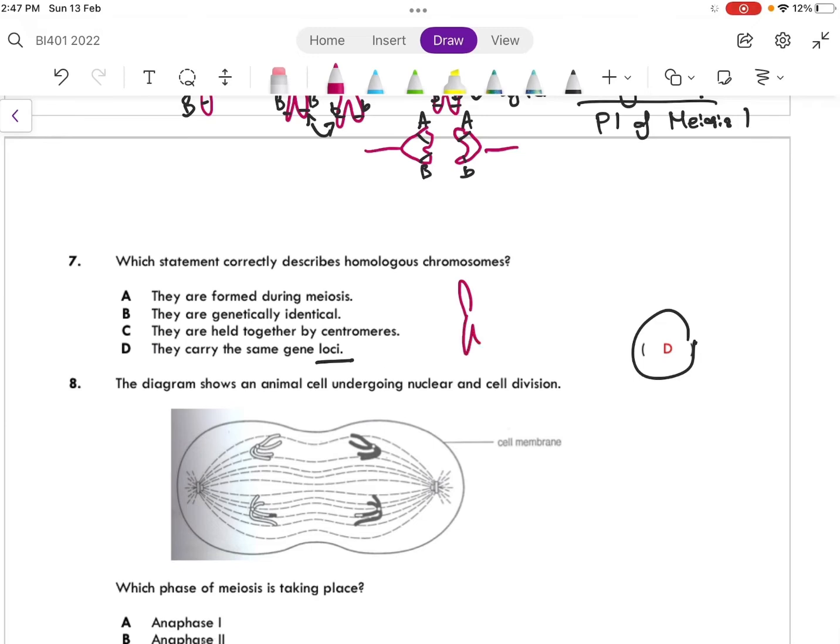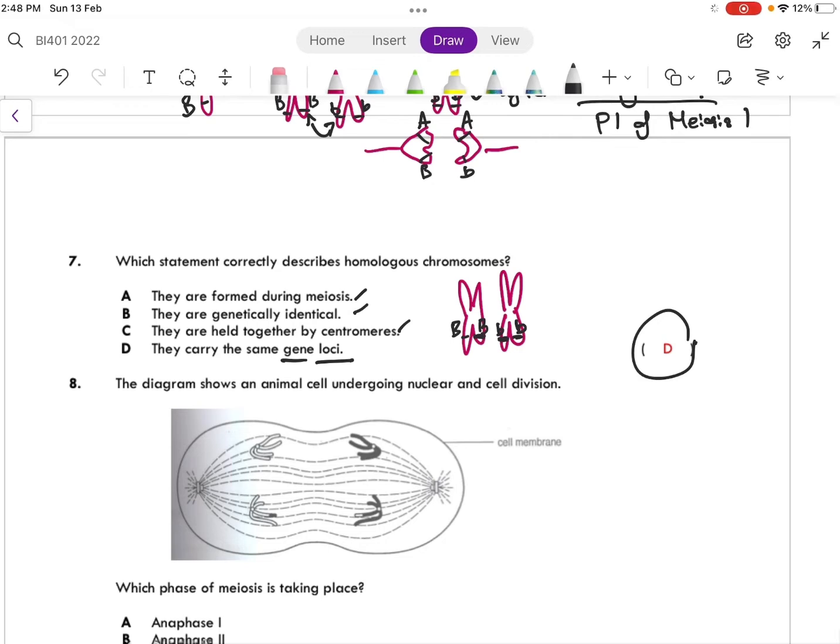So that means, here I have 2 chromosomes. What makes them homologous chromosomes is because they carry genes at the same locations. So here, although the alleles are different, the location of the gene is the same. So that's what they mean by carry the same gene loci. The location of the gene is the same, both in the same location, but the alleles can be different. That implies that these are all wrong, right?